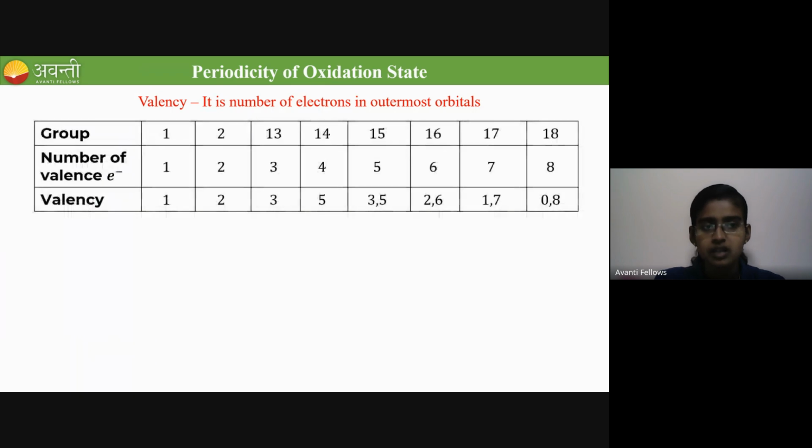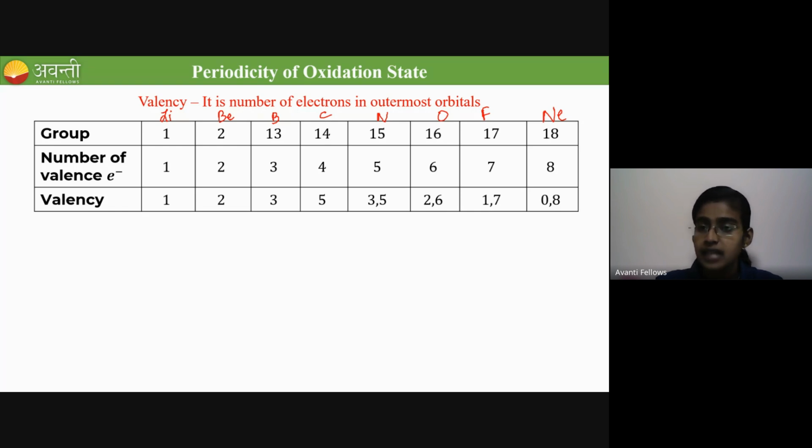Now if I take group 1, 2 and from group 13 till 18, the number of valence electrons of group 1 is 1, and it increases from 1 to 8. Suppose I want to take an example for group 1, I can take lithium, and here beryllium. Group 13 is boron, carbon, nitrogen, oxygen, fluorine and neon. For all these elements, the number of valence electrons will go from 1 till 8. Neon has 8 valence electrons, lithium will have 1 valence electron, and accordingly each element has its valence electrons.